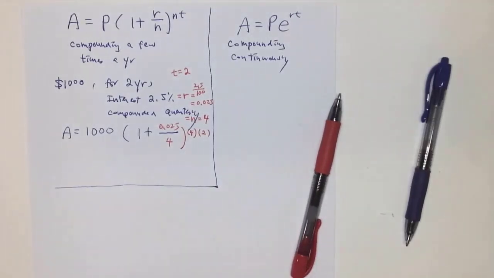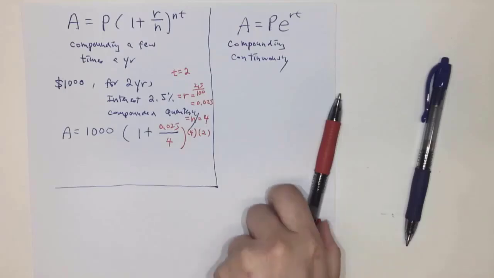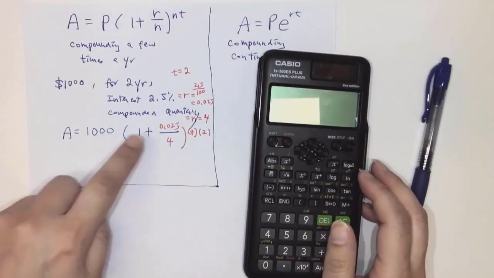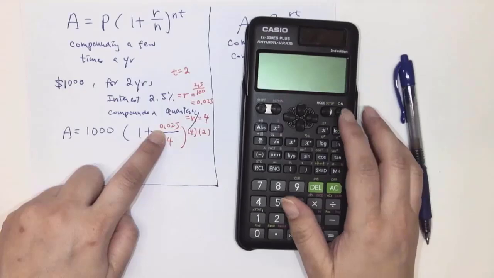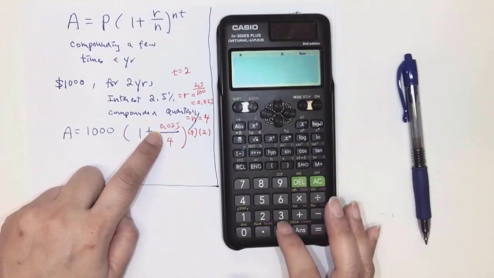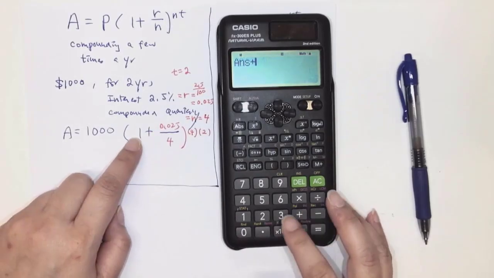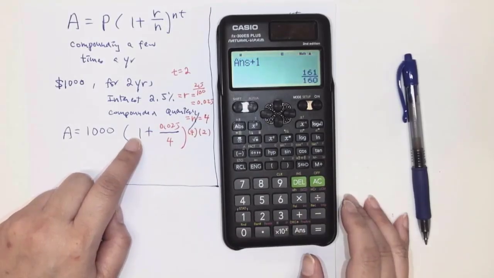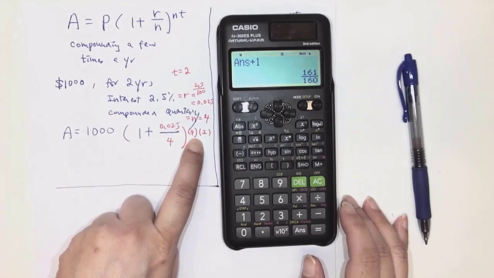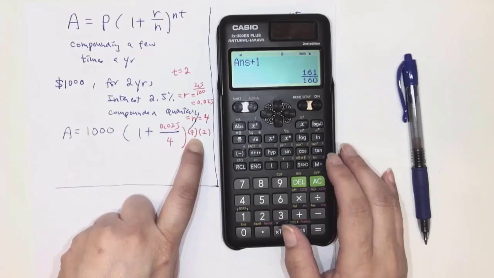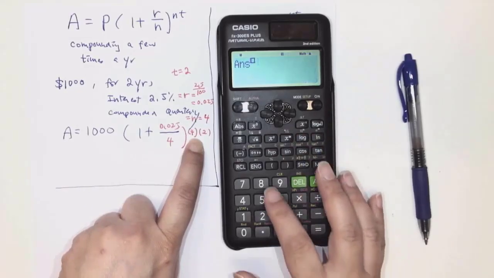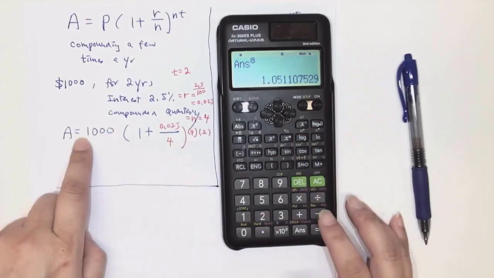You're going to need a calculator for that, so make sure you know how to plug it in. Some people can do the whole thing in one step. If not, you can do the inside part first. Just make sure you don't round until the last step. 0.025 divided by 4, add 1. And then this needs to be raised to what power? 4 times 2 is 8. Raised to the 8th power, and then times 1,000, right?